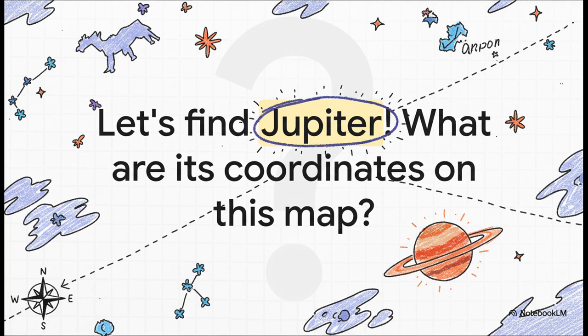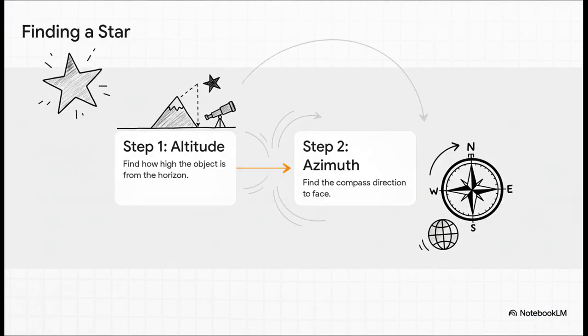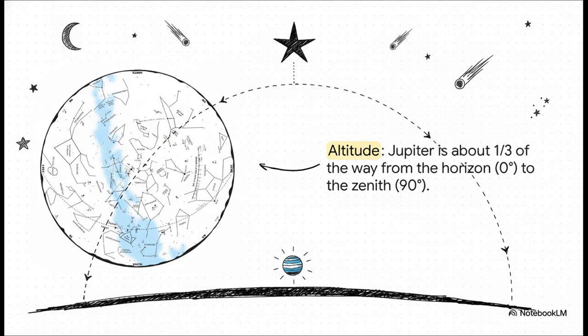Okay, so take a look at this map. You see that really bright dot? That's the planet Jupiter. Our mission, should we choose to accept it, is to find its exact celestial address. We're going to pinpoint its altitude and its azimuth. And it's just a simple two-step process. First, we'll find the altitude, how high is it? Then we'll find the azimuth, which direction do we look? Let's do it.